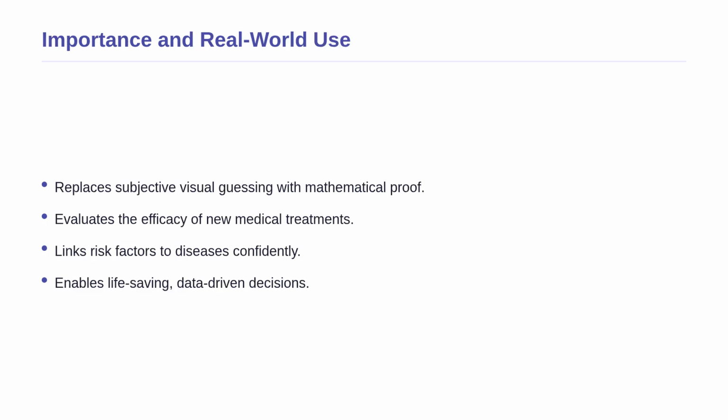So, why do we care so much about this specific number in biostatistics? Imagine a medical researcher trying to figure out if a new blood pressure medication is actually working across a large population. By calculating the correlation coefficient between the dosage given and the decrease in blood pressure, the researcher can mathematically prove if a relationship exists. Without this tool, we would just be guessing based on visual patterns, which can be highly misleading. It allows scientists to confidently link risk factors to diseases, thereby saving lives through objective, data-driven decisions.